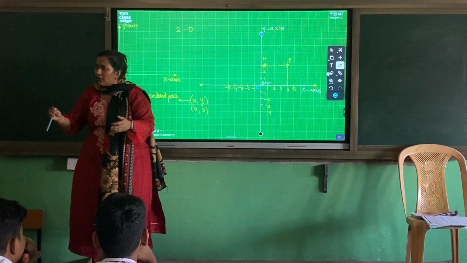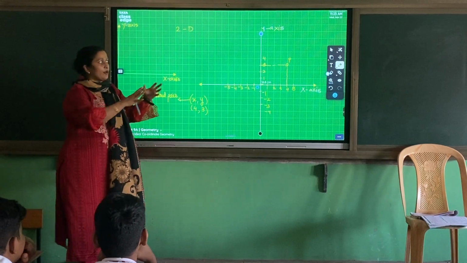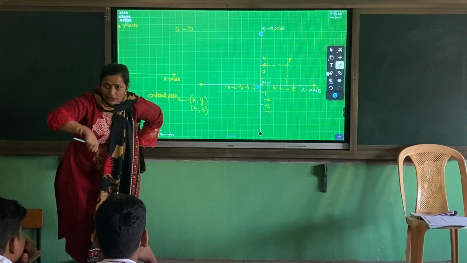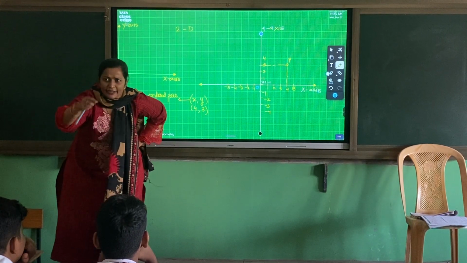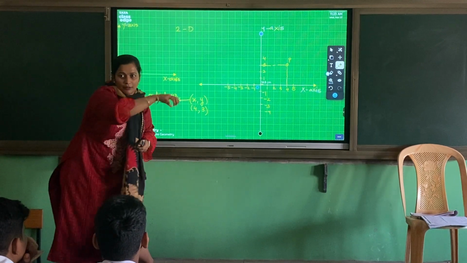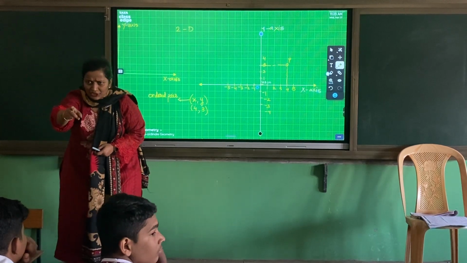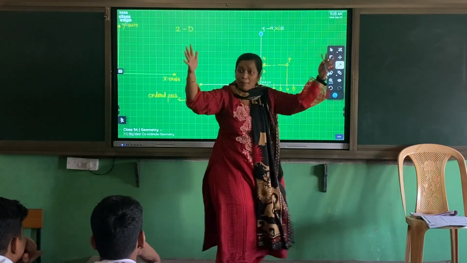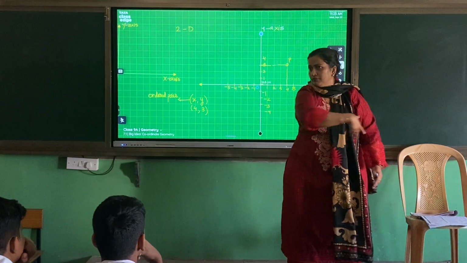Now see here, the x-axis and y-axis are dividing the plane into different sections. Can anyone see the sections? Sections means division A, division B, division C. Because of this x-axis and y-axis, the whole plane is divided into 4 sections. Can anyone see?